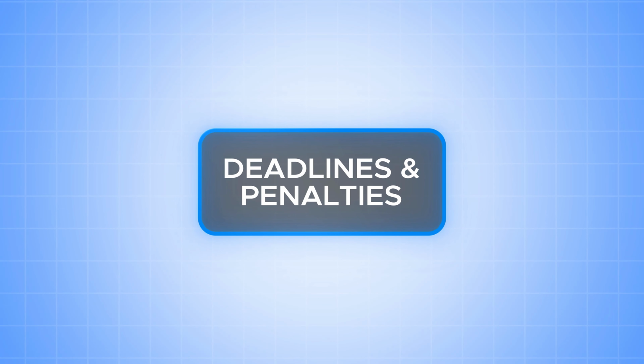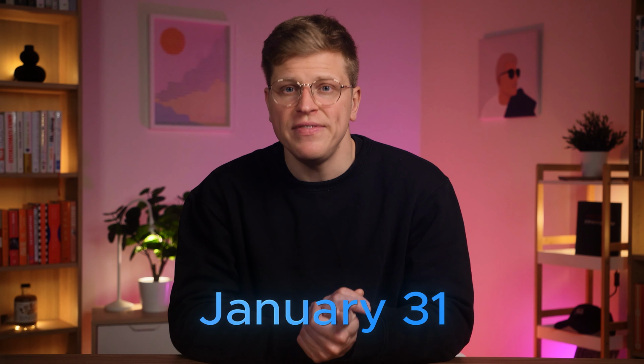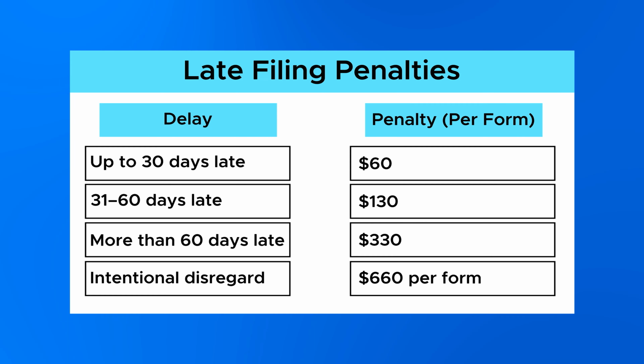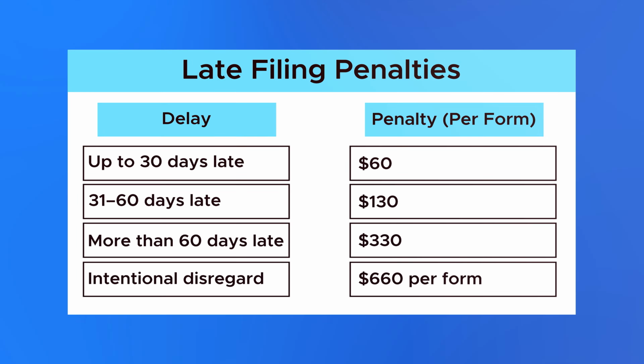Deadlines and penalties. The deadline to file Form 1099 NEC and send a copy to your contractors is January 31st each year. If that date falls on a weekend or holiday, it moves to the next business day. For the 2025 tax year, that's February 2nd, 2026. Penalties for missing the deadline are steep. And if you're filing electronically, you don't need to submit Form 1096. That's only for paper filings.